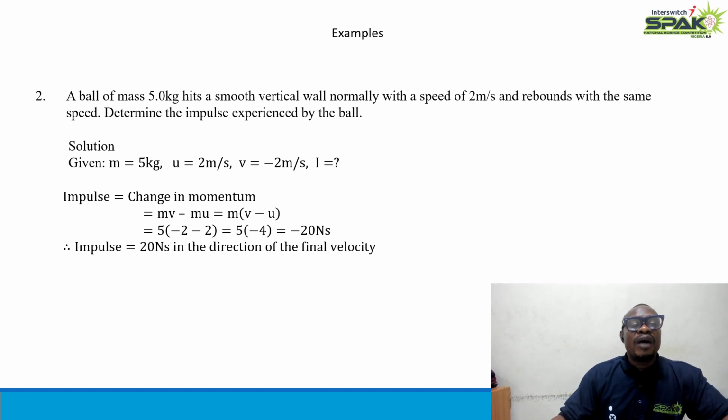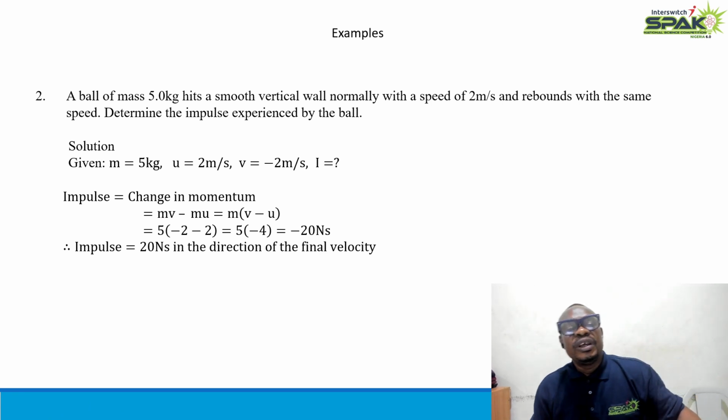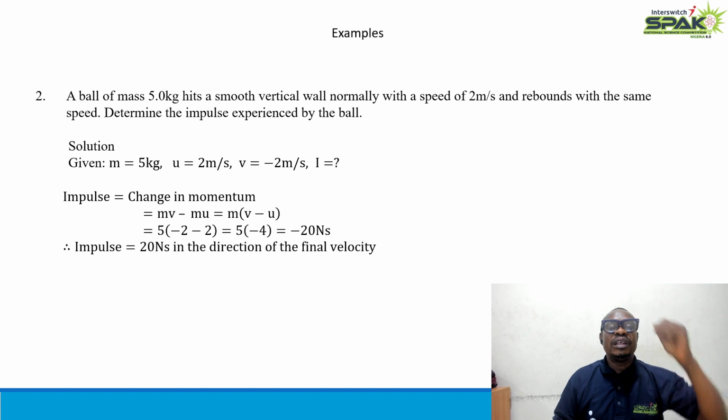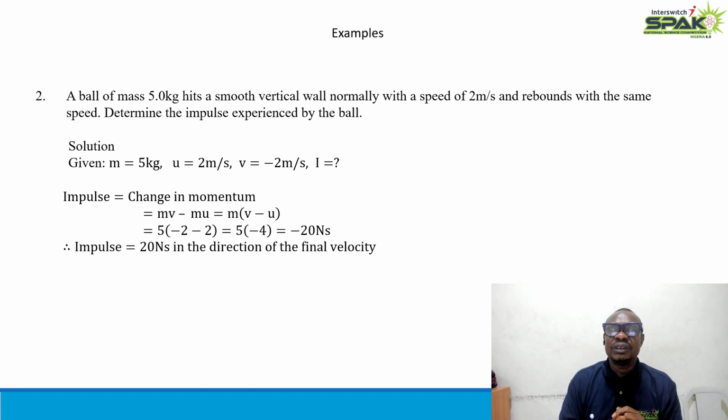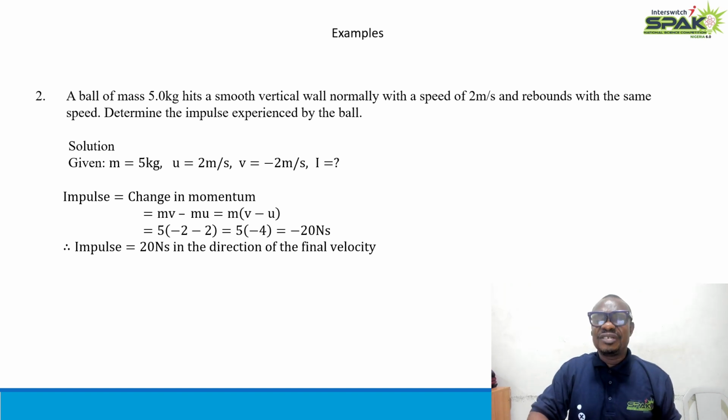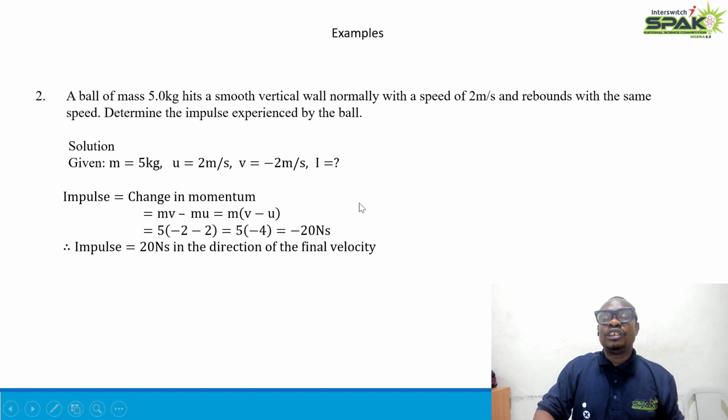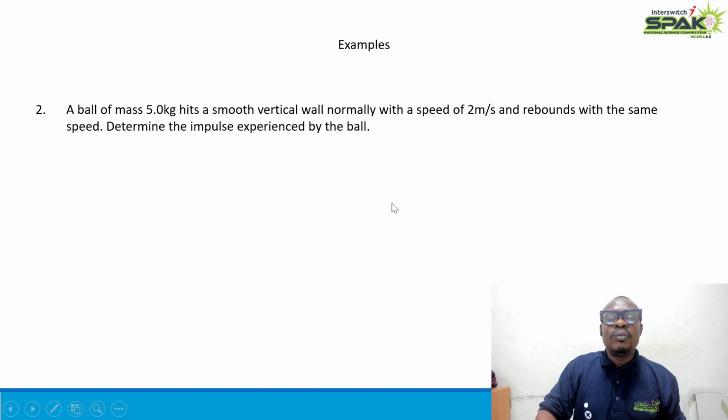Alright, next example we have here. A ball of mass 5.0 kilogram hits a smooth vertical wall normally with a speed of 2 meters per second and rebounds with the same speed. I love this. And rebounds, yes. This takes us to a situation where we have the velocity moving in the opposite direction.